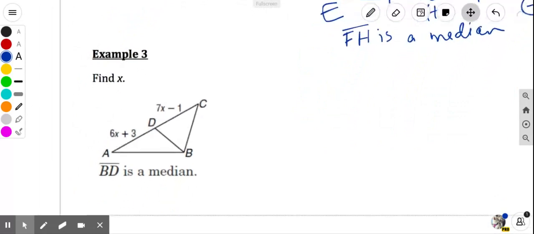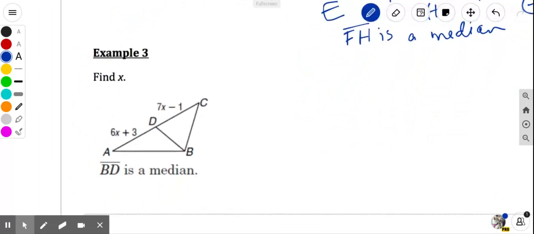Okay, here's an example. It says BD is a median. So BD is a median, making this congruent to this. This one's pretty straightforward. What do we know about them? We know that they're equal because D is the midpoint. So this one, you're just going to set them equal to each other.